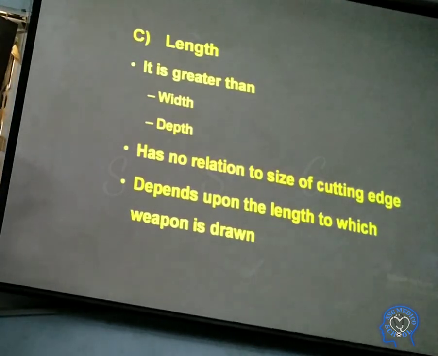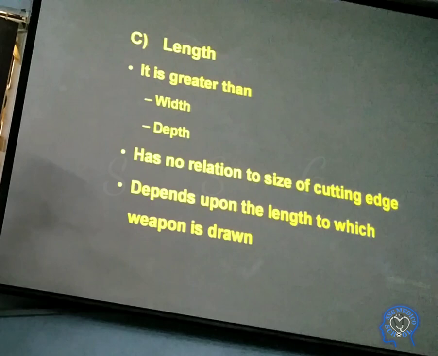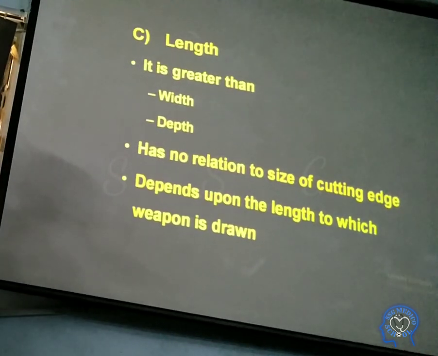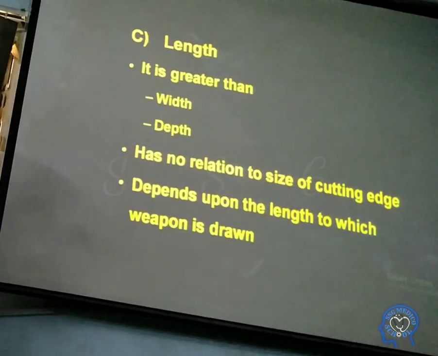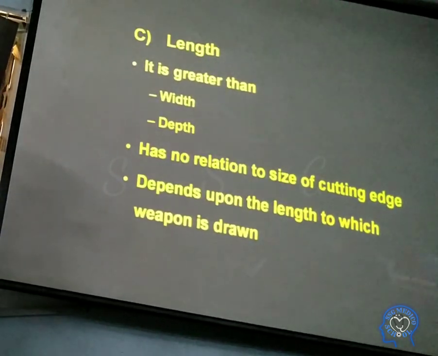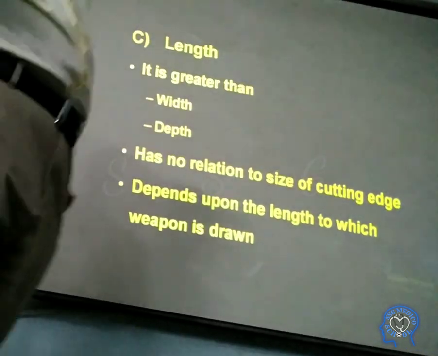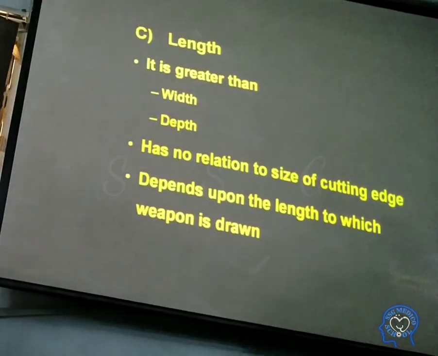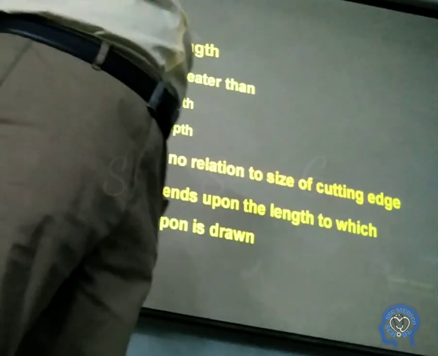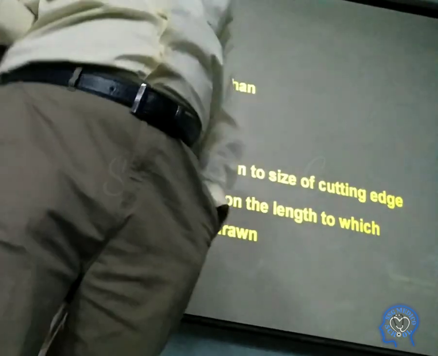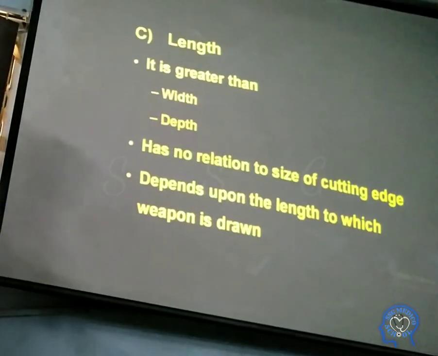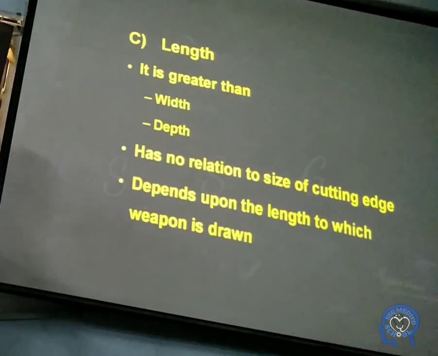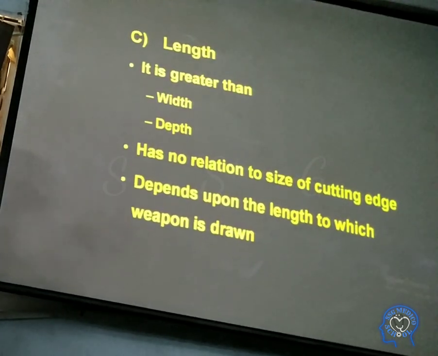Length is greater in the incised wound. What is the stab wound? Is the depth greater or less? The stab wound is a type of incised wound. In a stab wound, depth is more. Length is greater than the width and depth in incised wound. Next.